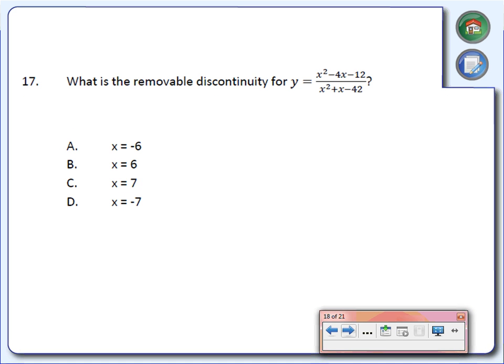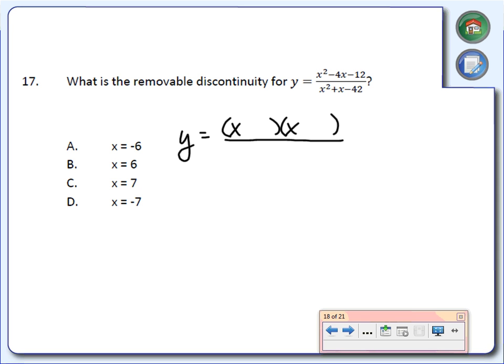Number 17, we're asked to find the removable discontinuity for y equals x squared minus 4x minus 12 over x squared plus x minus 42. All right, so here's what we did. First, we factor the numerator, and then we'll factor the denominator. If I factor the numerator, to get the x squared, we're going to need to multiply x times x. That's how you get an x squared.